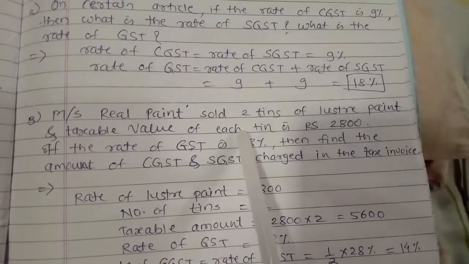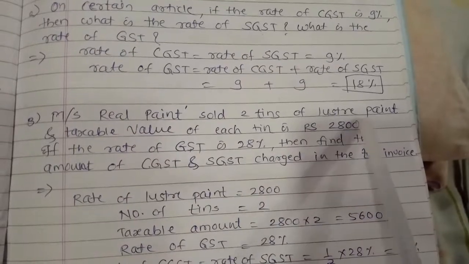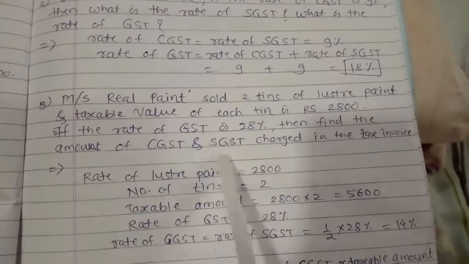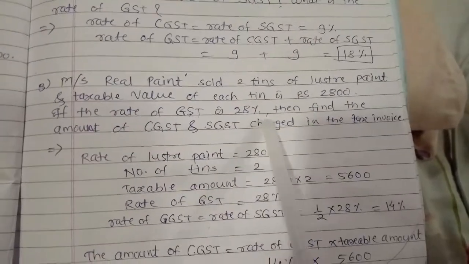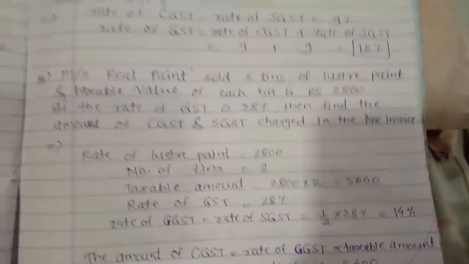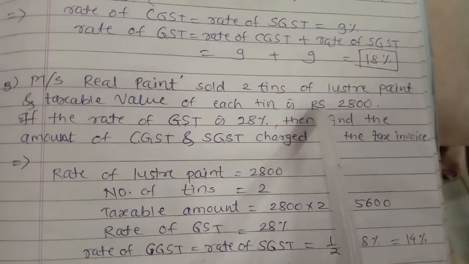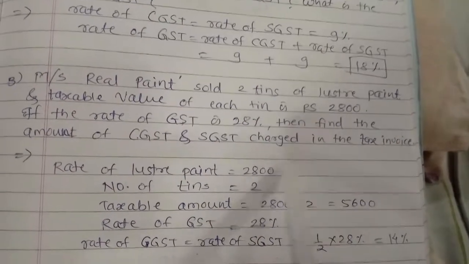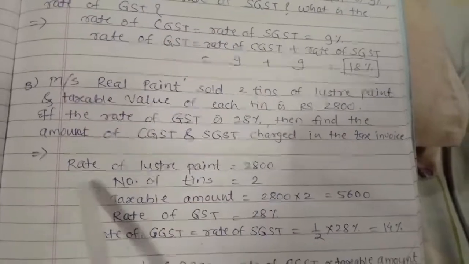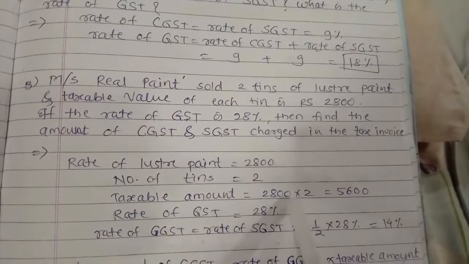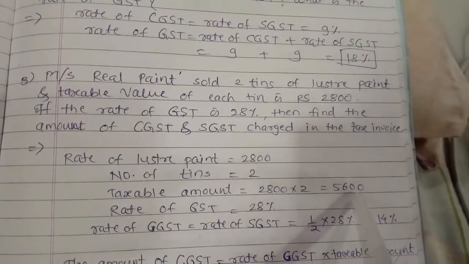Now the third one: Mrs. Real Paint sold 2 tins of the luster paint, and the taxable value of each tin is rupees 2800. If the rate of GST is 28%, then find the amount of CGST and SGST charged in the tax invoice. Now see, you are given the value of one tin is 2800, and he sold 2 tins, means the taxable amount is 2800 into 2. So the rate of luster paint is 2800, number of tins is 2, and so the taxable amount is 2800 into 2, that is 5600.